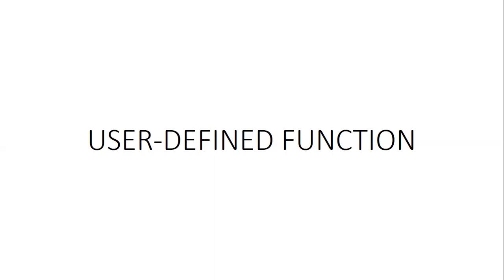So consider a situation. Suppose in this room, we have 30 machines, 30 computer PCs. What are the steps for turning on a particular machine? First step, you have to switch on the power button. Second step, you have to switch on the CPU. And third step, you have to provide the password to turn on the machine. And these three steps must be followed for all 30 machines.